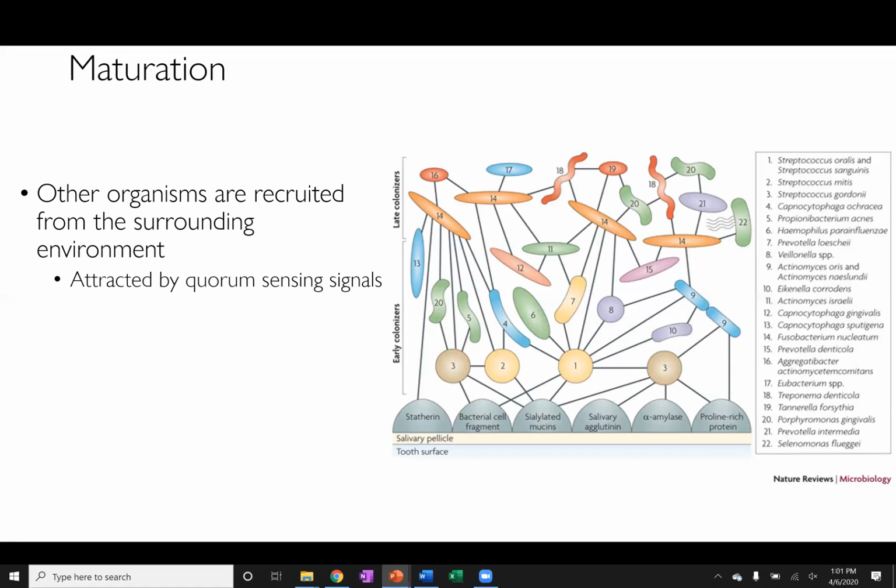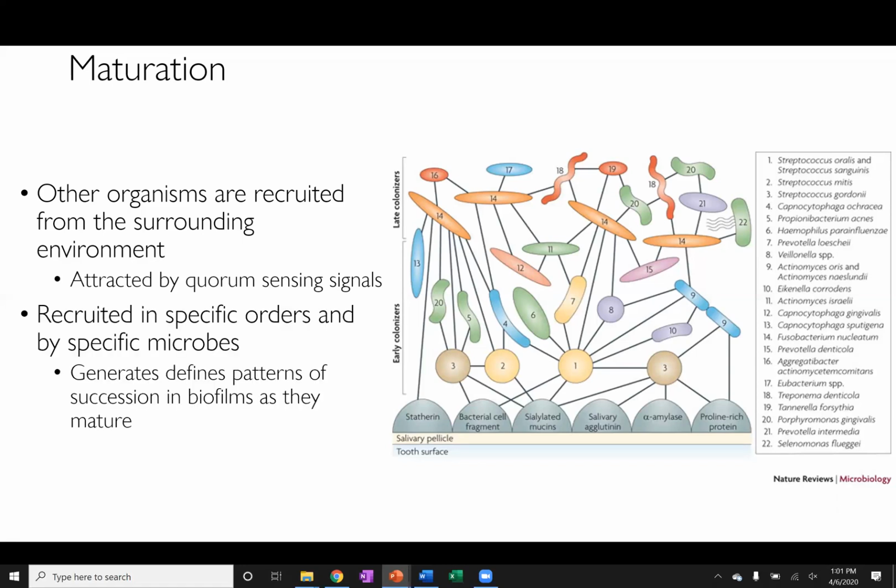So it's a pretty diverse group. But ultimately, the maturation of biofilm and the recruitment of new microbes is typically coordinated by quorum sensing molecules.